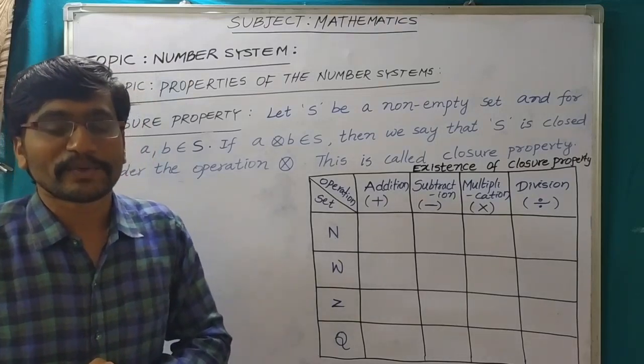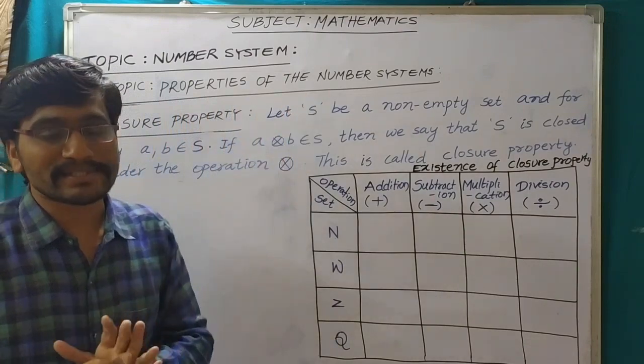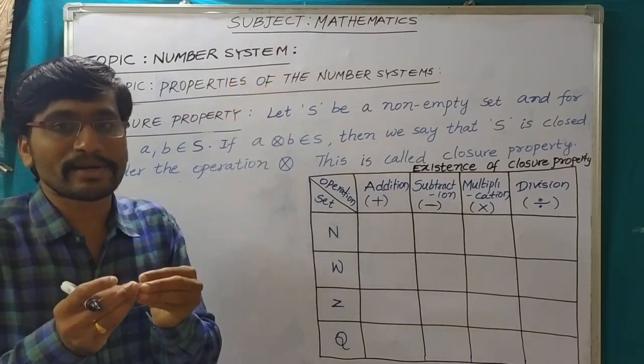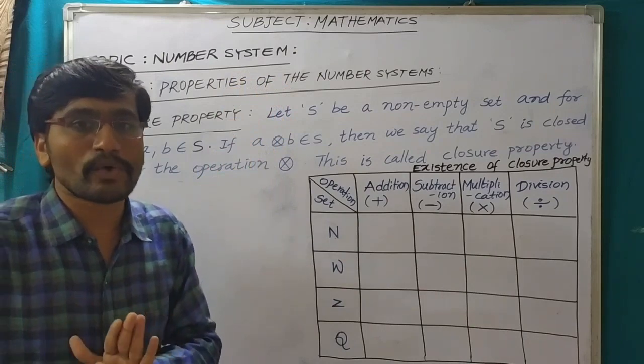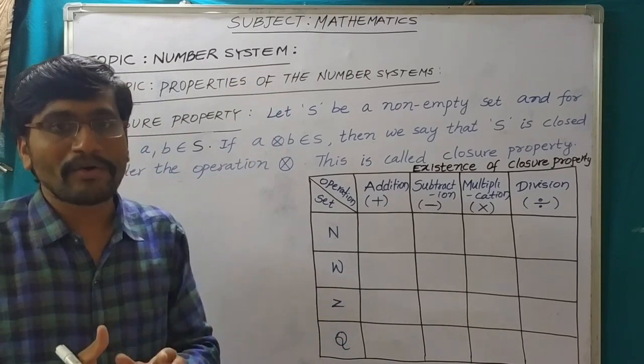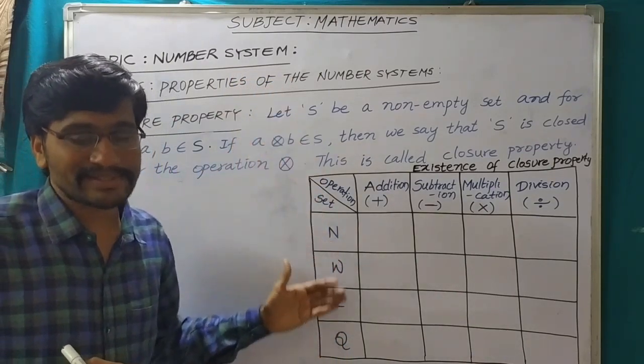Good morning children. Today we are going to learn the concept properties of the number systems under the topic number system. Children, till now we discussed what are the natural numbers, what are the whole numbers, what are the integers and what are the rational numbers. Now we are going to discuss some properties of these number systems.